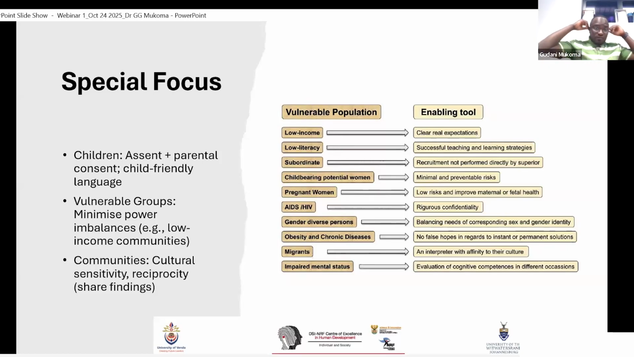So it is very important for you to ensure that the language you're using is friendly and age appropriate, for them to be able to understand what it is that you're going to be doing, and that the participation is actually meaningful for them. You also have to ensure that the children are protected at all times.